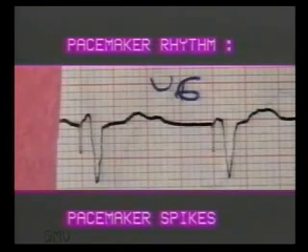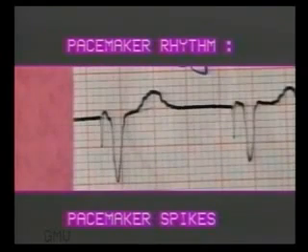Now in the chest leads of the same ECG, we can see a spike of pacemaker stimulation termed as pacemaker spike. Note the deep vertical spike followed immediately by a wide QRS complex.